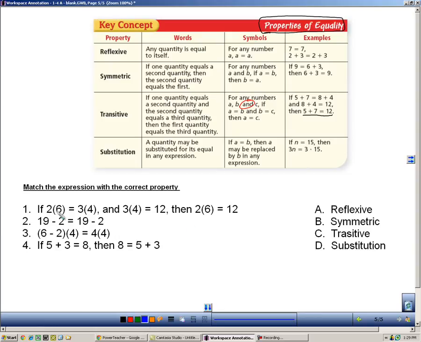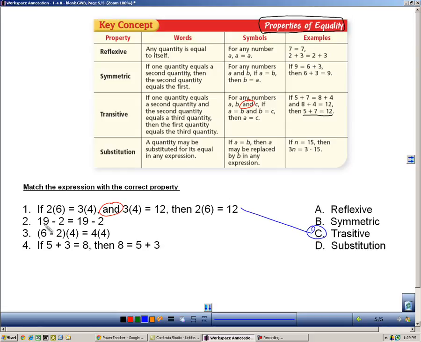Number 1, if 2 times 6 equals 3 times 4, and 3 times 4 equals 12, then 2 times 6 equals 12. Well, notice it has three expressions. It's got the word and there that we talked about for the transitive property. So number 1 goes with C.